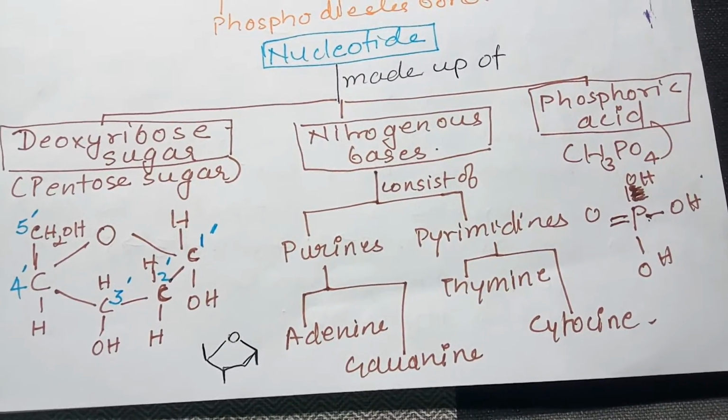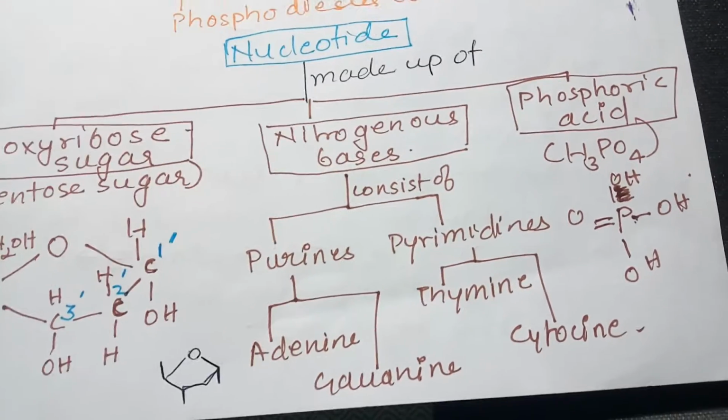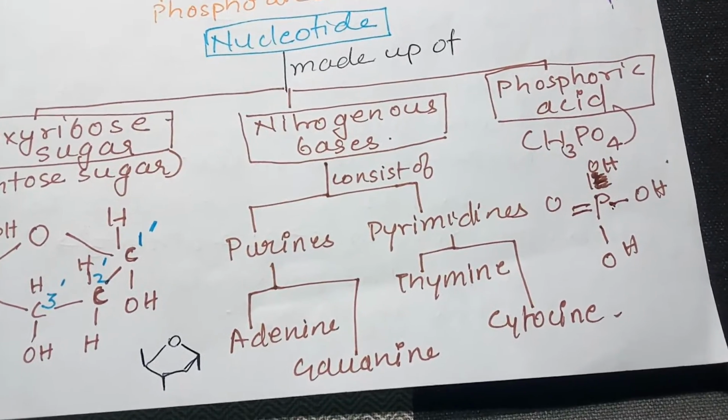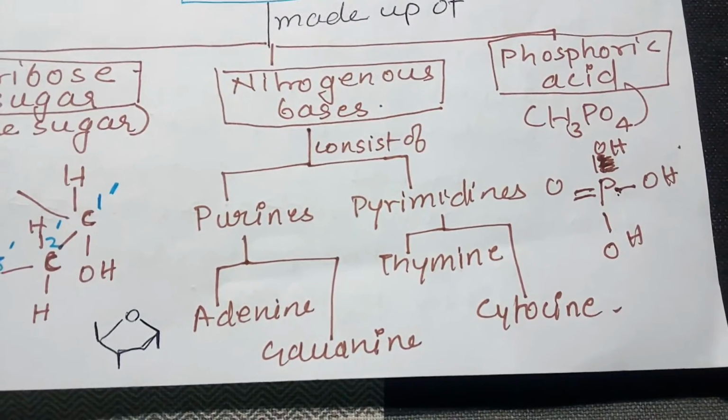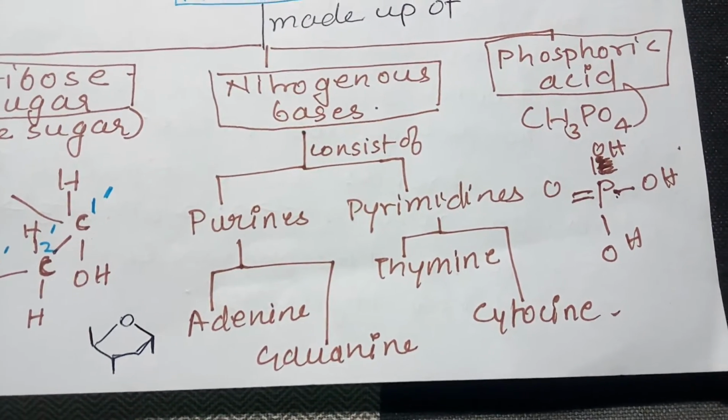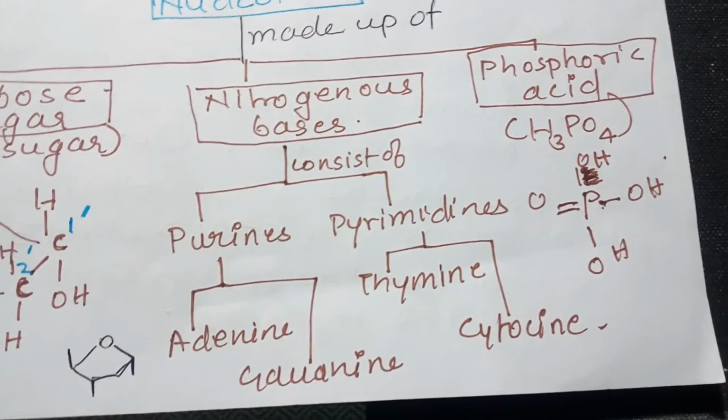Now the nitrogenous base consists of two different types of bases, purines and pyrimidines. Of purines, there are two types present, adenine and guanine, and of pyrimidines, there are again two types, thymine and cytosine.